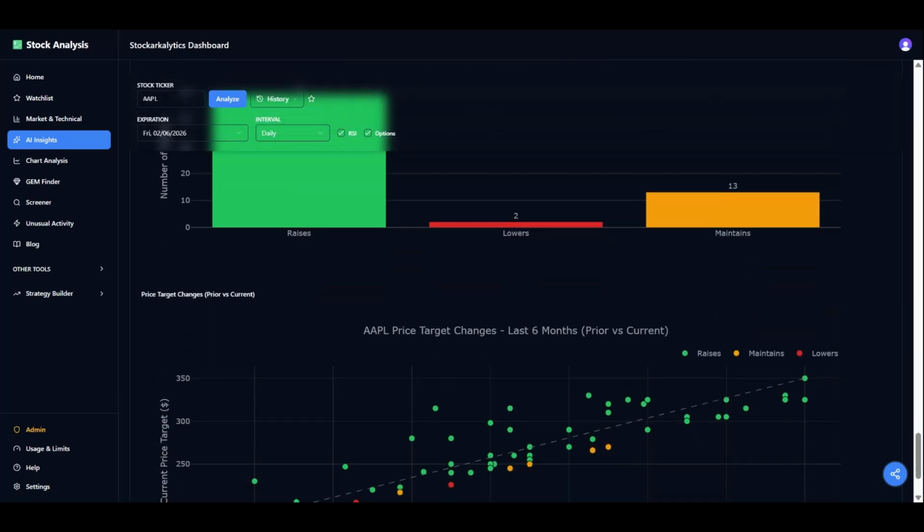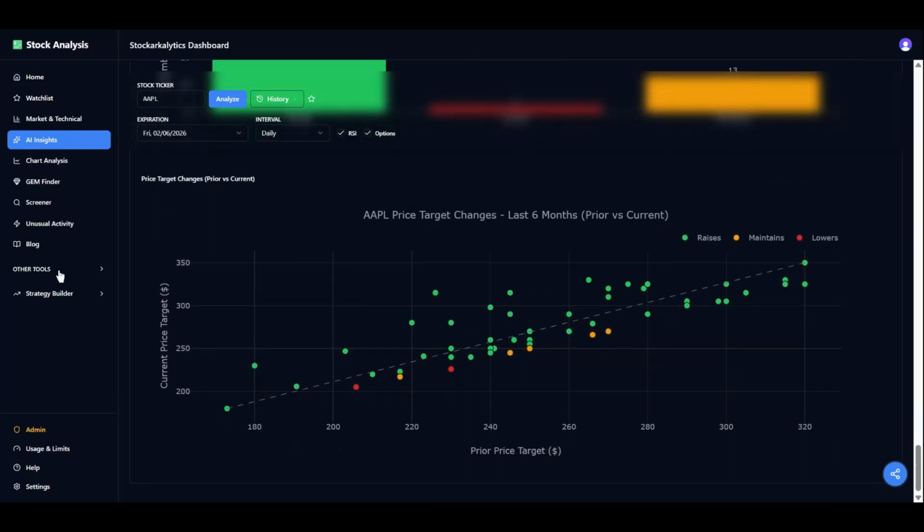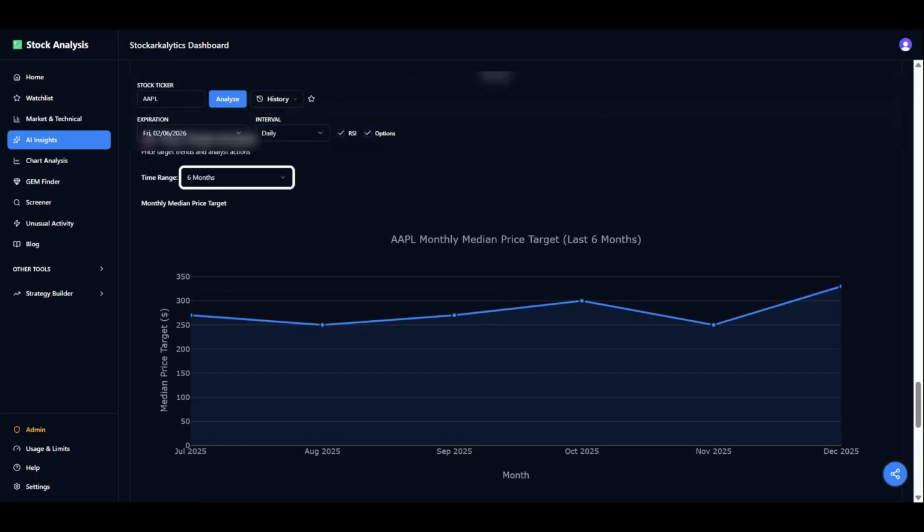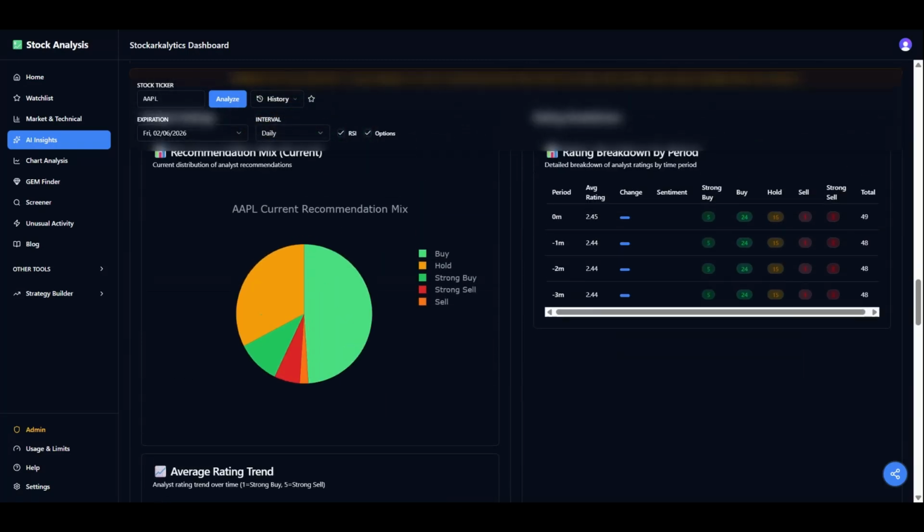So that's deep analysis, ratings distributions, how it's changing over time, and whether targets are trending up or down. Next, we'll go to financials, where we look at the company fundamentals more directly.